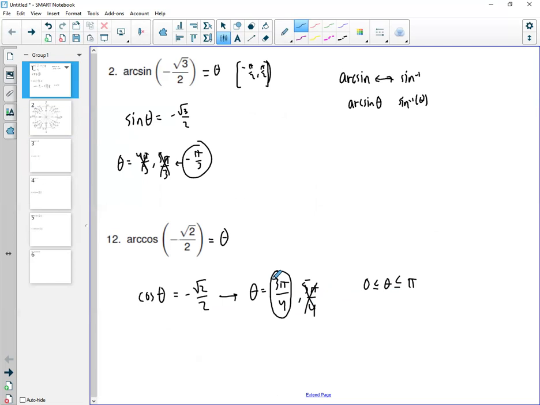So that's just kind of your basic there, right? You switch the angle and the ratio, and you switch it from inverse or arc sine to regular sine, and then you use the unit circle to answer the question.